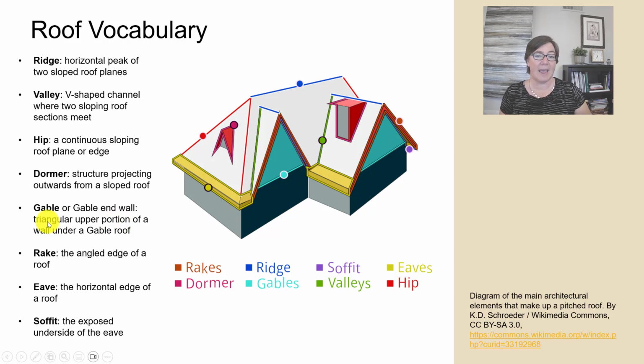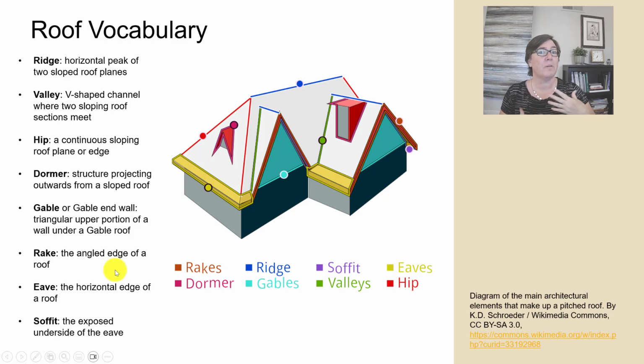Next, we have a gable. All right, and the gable is this triangular piece right here. You could also hear this called the gable end wall. It's a little confusing because this roof shape is called a gable, and then this kind of blue triangular piece is also called a gable. It's the end wall that's under a gable type roof, right? It's the triangular portion right there.